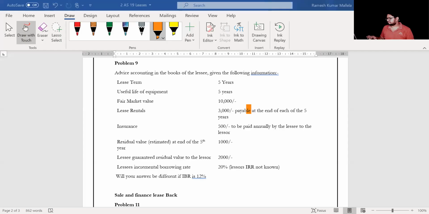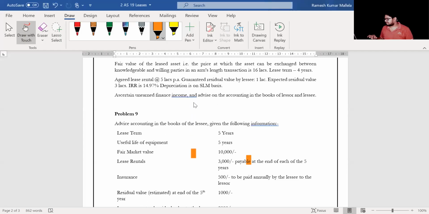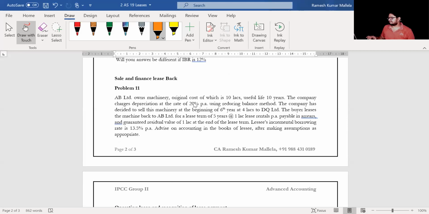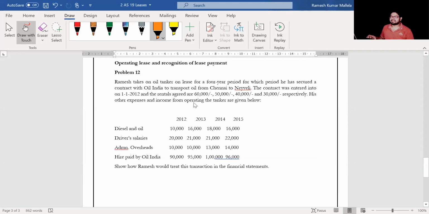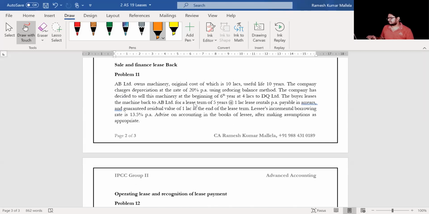All right, let's start, guys. So we have completed till 9th question. There are just two more questions left. I'll quickly finish this off so that we will be done with this standard in toto. Sale and lease back problem.